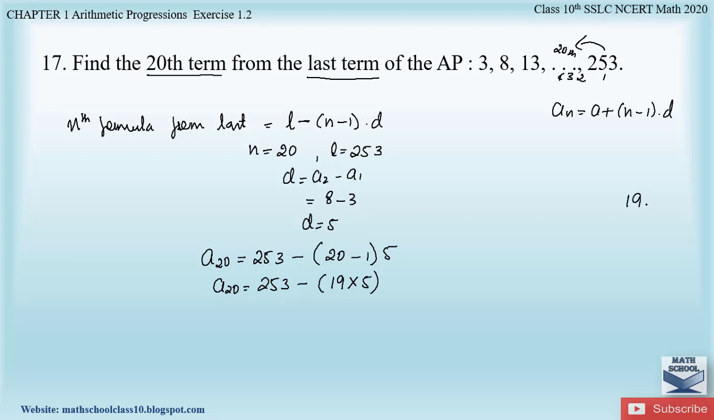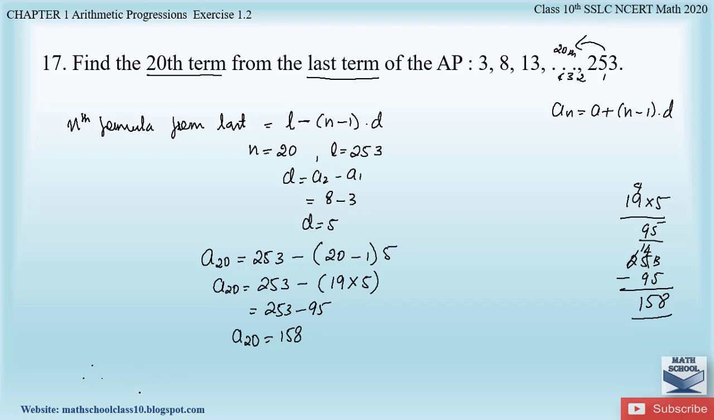So what is 19 into 5? 5 nines are 45, 5 ones are 5, plus 4 is 95. So that is 253 minus 95. 253 minus 95 will give you, if we carry, 13 minus 5 is 8, so 4 is here. Again if you carry, 14 minus 9 will be 5, and 1 is left over here, so it is 158. Therefore a20 is equal to 158, or we can write the 20th term from the last term of the AP is 158. The 20th term from the last term of the AP is 158. So this is the answer.